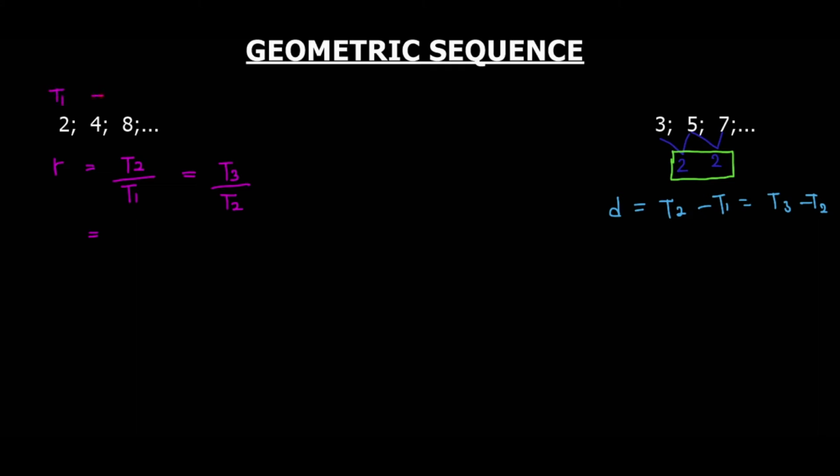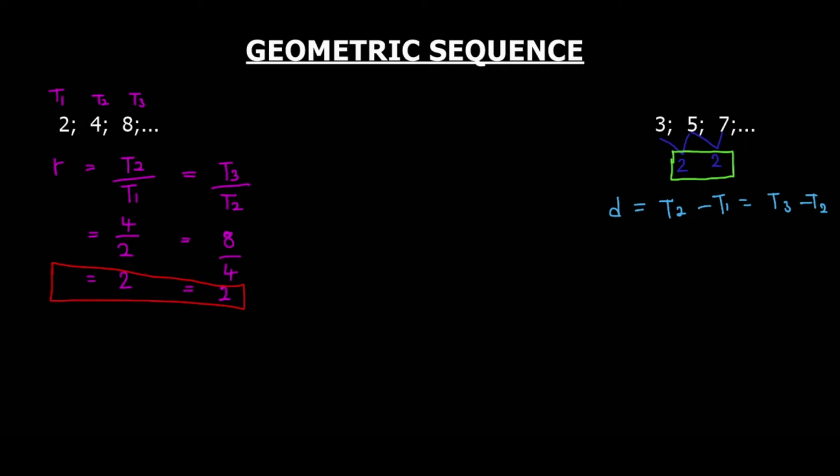This is term 1, term 2, and term 3. So T2 divided by T1 is 4 divided by 2, and 4 divided by 2 is 2. T3 divided by T2 is 8 divided by 4, which is equal to 2. So this is true, this ratio is constant. Even if we try to find the next term, T4 divided by T3, we will get the same thing because the ratio is constant for a geometric sequence.